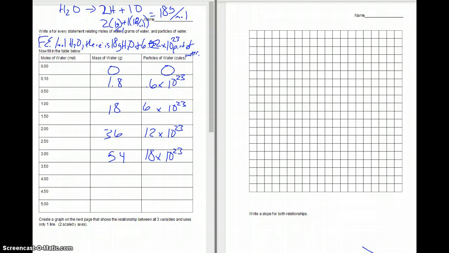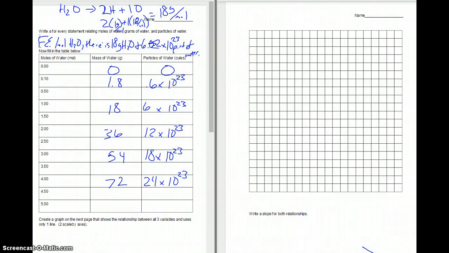Okay, so if you look at this, it says the bottom part. I'll do one more. We'll do 72. And this would be 24 times 10 to the 23rd. And so if I make a comparison here, it says create a graph on the next page that shows the relationship between all 3 variables and uses only 1 line.